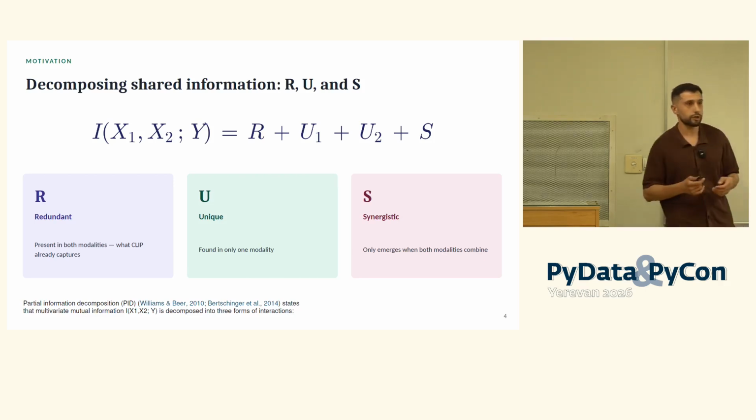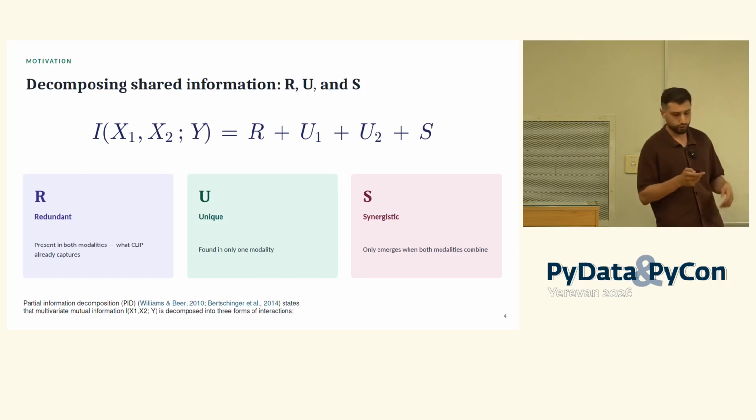And synergy, on the other hand, you get when you combine those modalities together. For example, sarcasm is a synergy. You can't detect sarcasm when you rely on only a facial expression. You need more context to detect it.